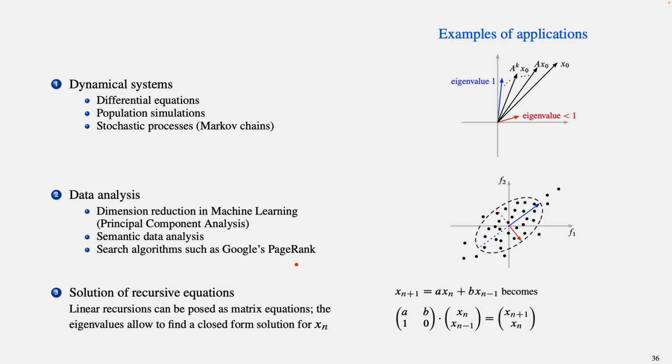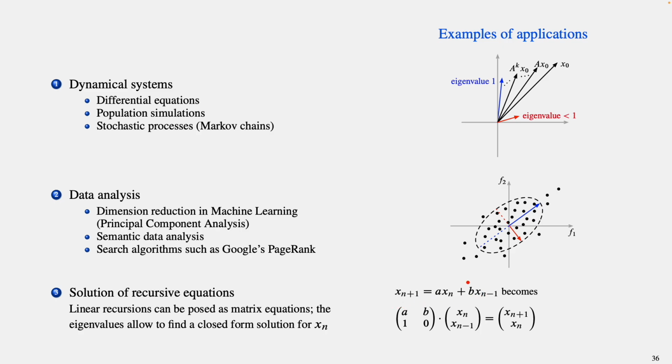One very ingenious application of eigenvalues and eigenvectors is the solution of recursive equations. So for example, something like this. You have a sequence of numbers x_n, and the (n+1)-th element of the sequence is given by a recursion a times x_n plus b times x_(n-1), so depending on the 2 previous elements of the sequence.